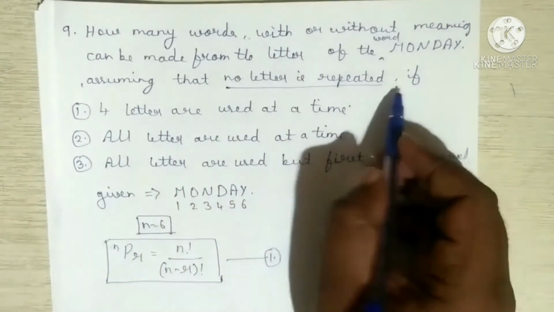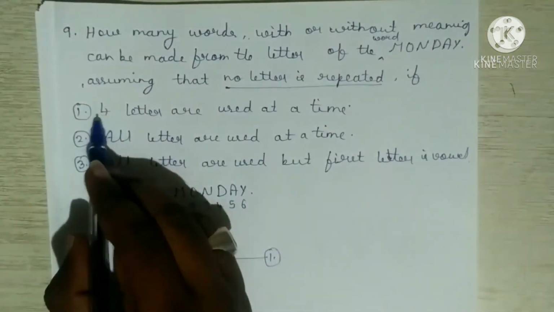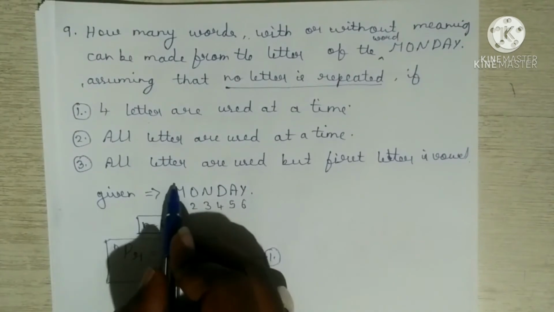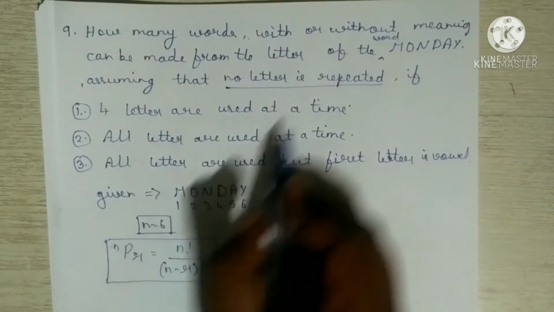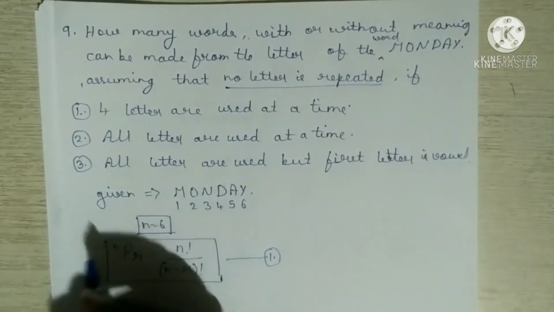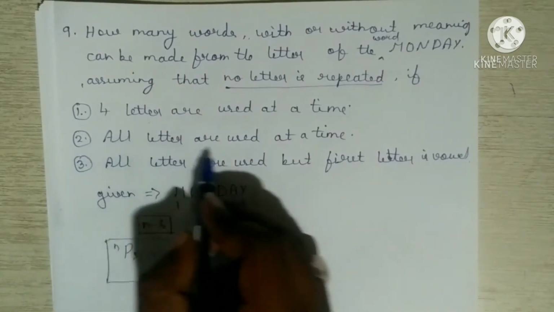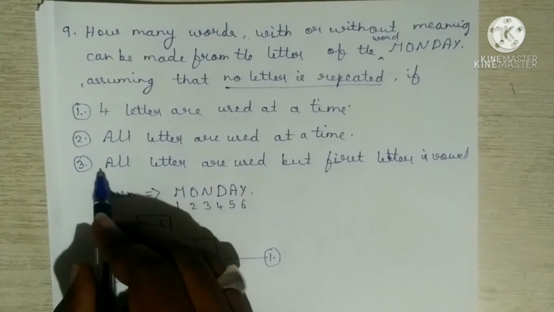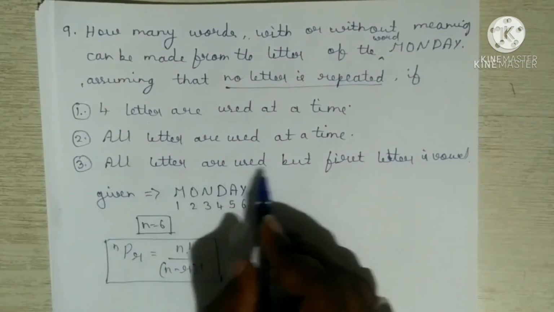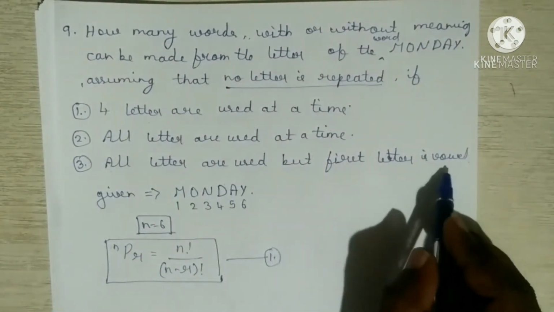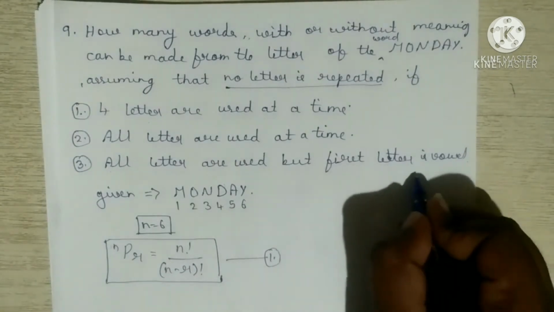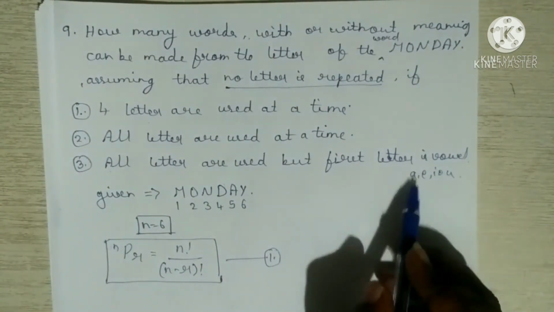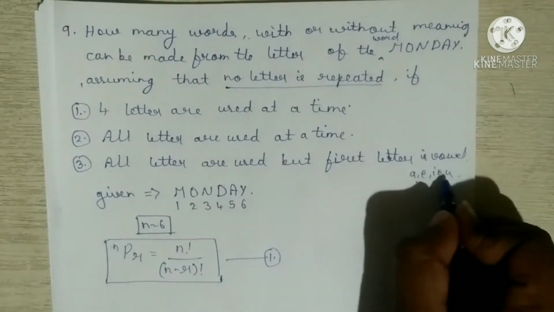First, if 4 letters are used at a time, only 4 letters in Monday are used, like MOND. Second, all letters are used at a time, then all 6 letters. Third, all letters are used but the first letter is a vowel. A vowel is nothing but A, E, I, O, U.